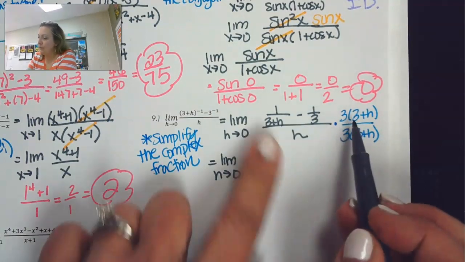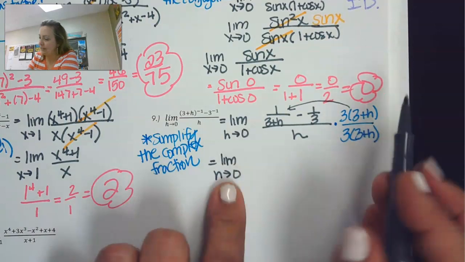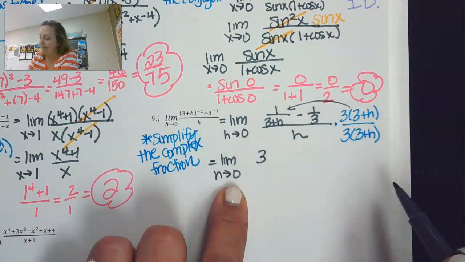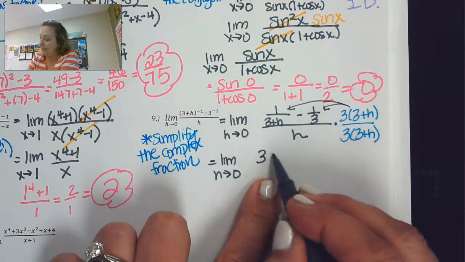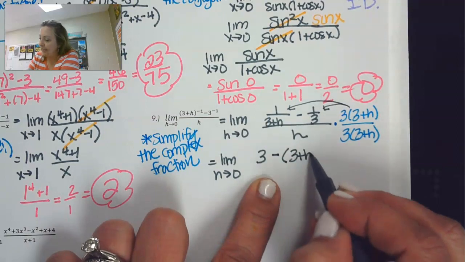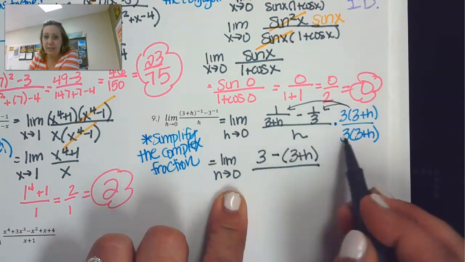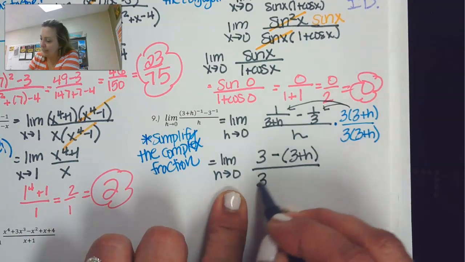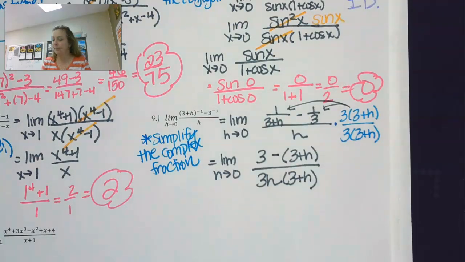If I distribute this to this first term, the 3 plus h cancels out, and I'm just left with 3. If I distribute it to the second term, the 3 cancels, and I'm left with negative 1 times 3 plus h. And then in my denominator, I have h times 3 plus h, so that's 3h times 3 plus h. Okay.